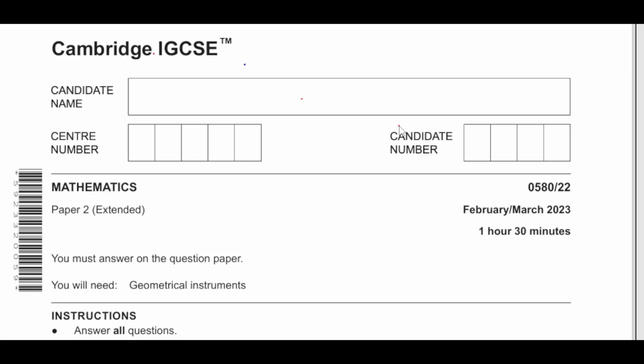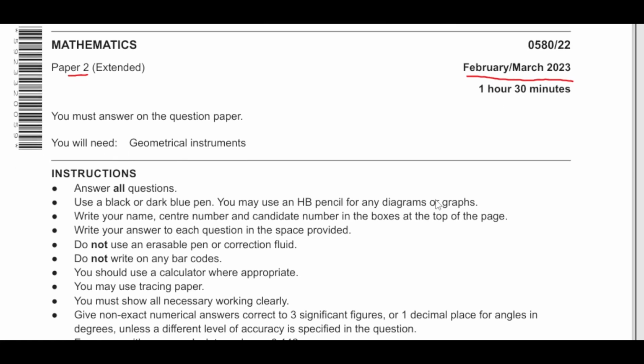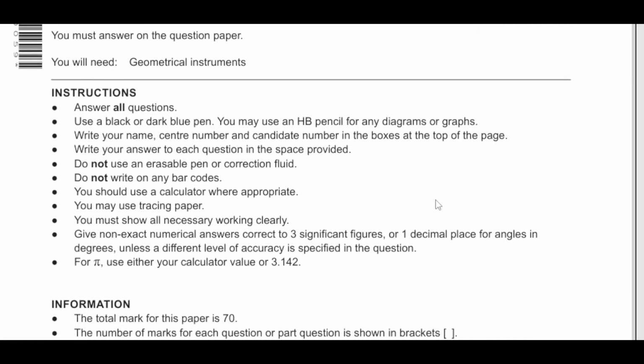Today we will be going through Cambridge IGCSE Mathematics Paper 2 from Feb-March 2023. This is paper 2 for extended students. So you all know the instructions, they are here.